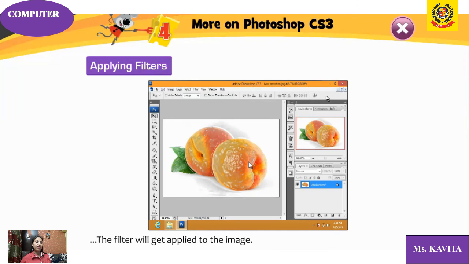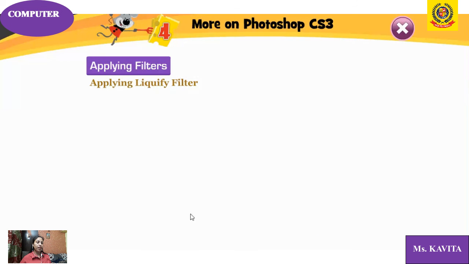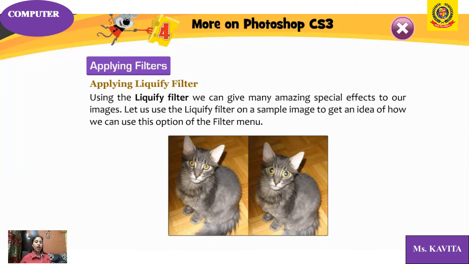So that was applying filters. Now, applying the Liquify filter. Using the Liquify filter, you can give many amazing special effects. You can see two cats here, but what are the special effects in this image and this image? Let us apply the Liquify filter on a sample image to get an idea. You can see the eyes of this cat are bigger than this one. So how can you apply the Liquify filter?